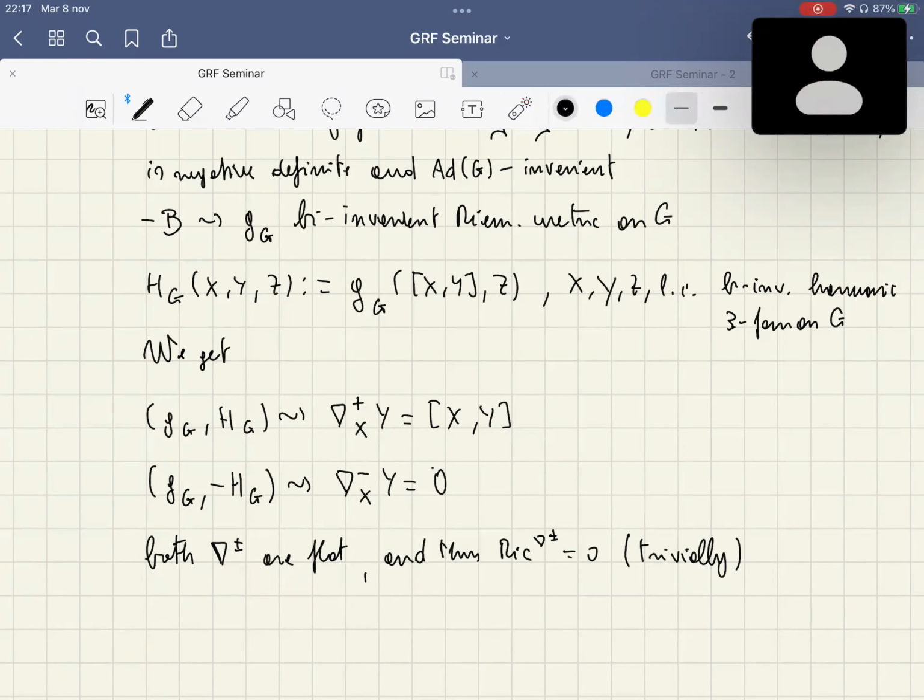Can I ask something? Yeah. Which proof do they give of the scalar curvature being constant?